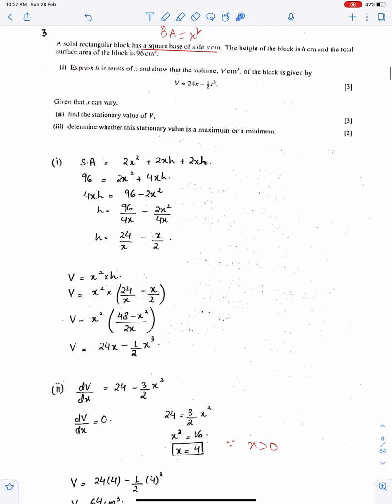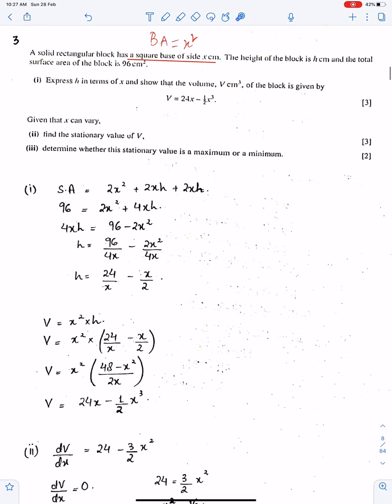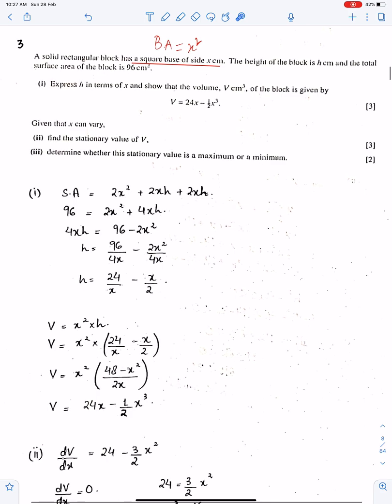Question number 3. A solid block has a square base of side x centimeter. A square base means the base area will be x square. The height of the block is h and the total surface area is this. With the help of this total surface area, we can make h the subject. Express h in terms of x. So you have to use the total surface area and show that the volume of the block is this.